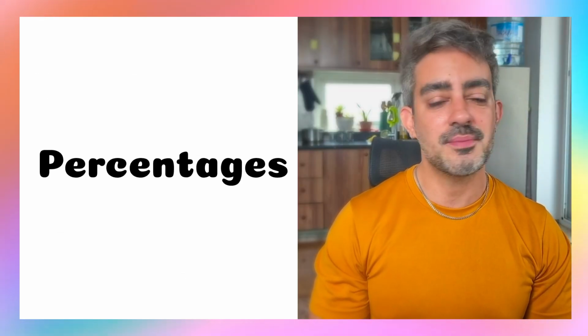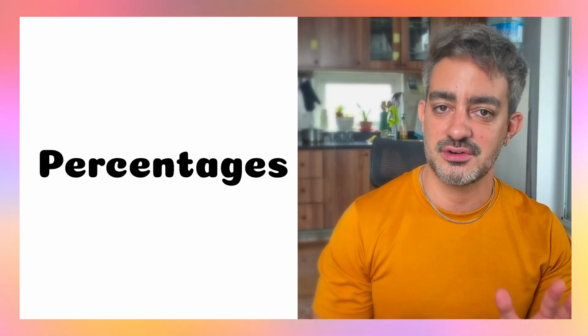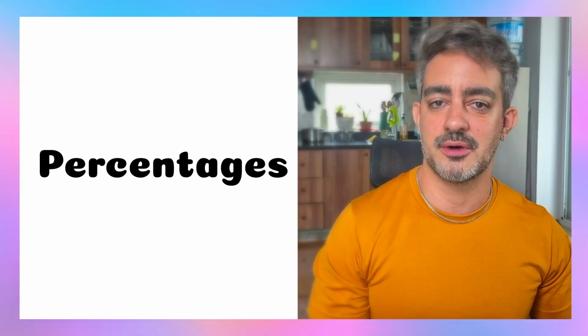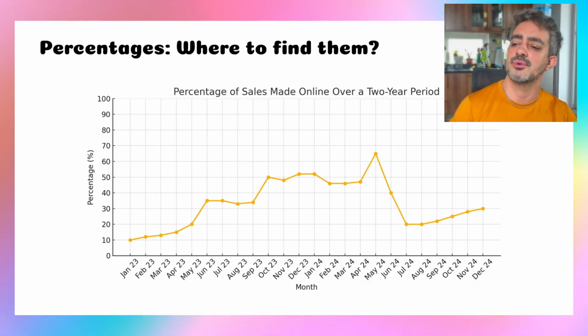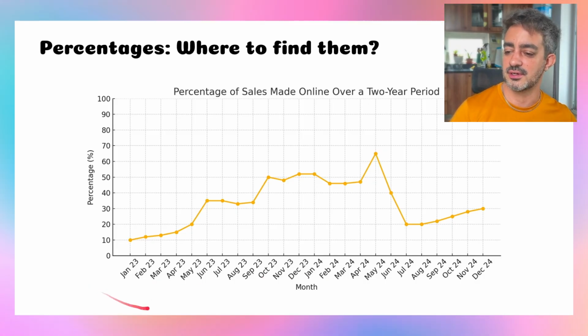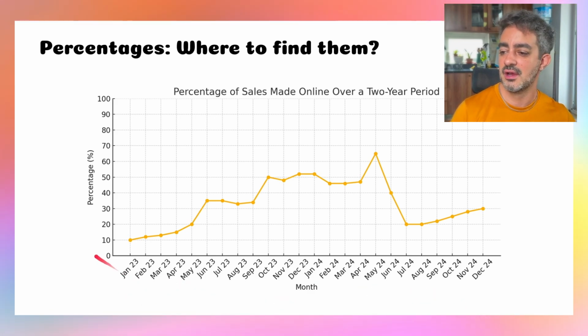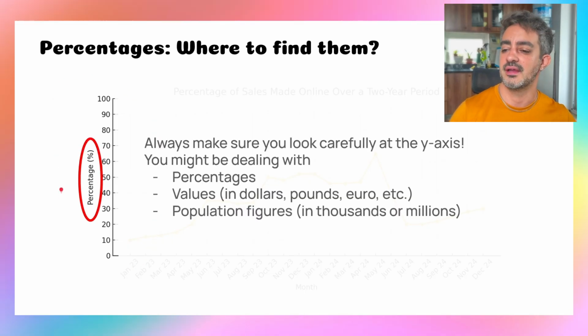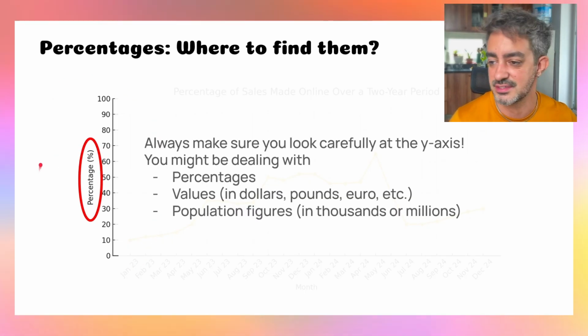All right, so let's start by talking about percentages in general and some ways that we can improve the way that we write about percentages. Okay, so if you're dealing with percentages, how would you know? Where would you look? At the bottom of the chart, you have months. So here we have the time on the x-axis. At the left side here, we have percentages from 0 to 100. So if you see percentages here, then you know, in this case, we are dealing with percentages.